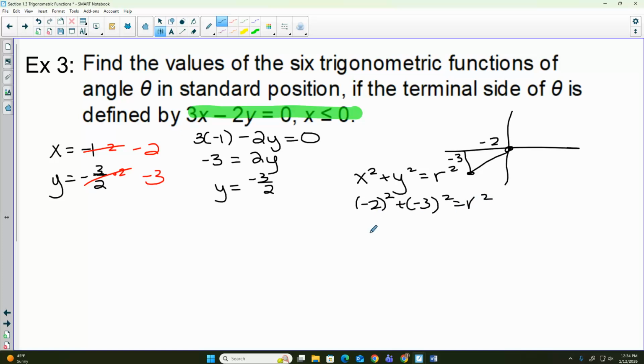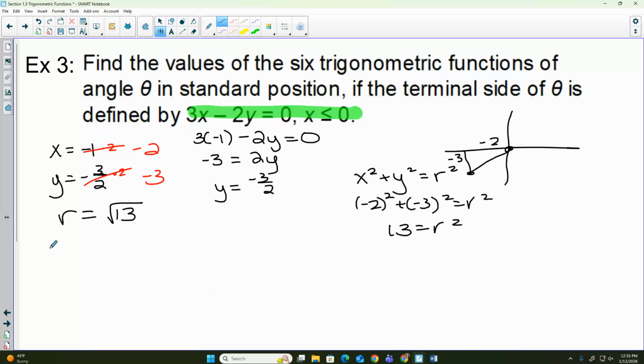So 4 plus 9 is 13, equals r squared. R is always positive, so my r would be... What did I do? That's not right. 13. So my r is just the square root of 13.